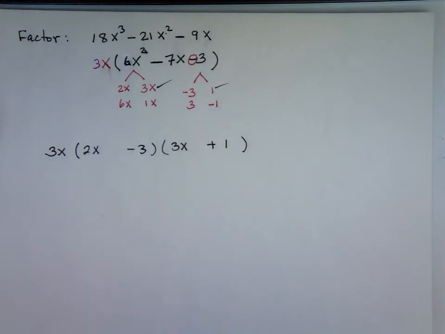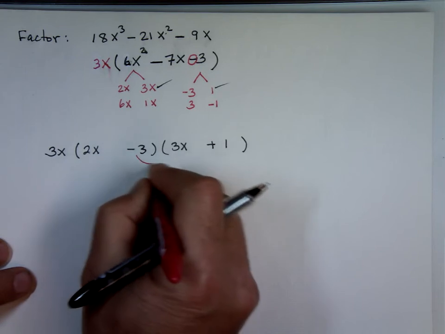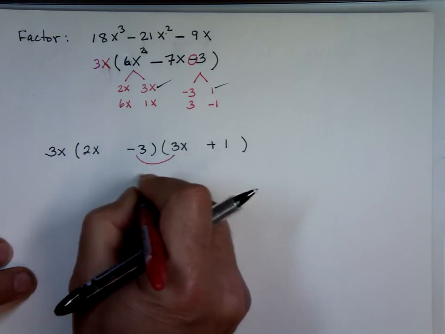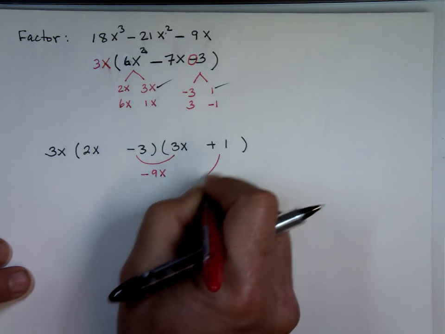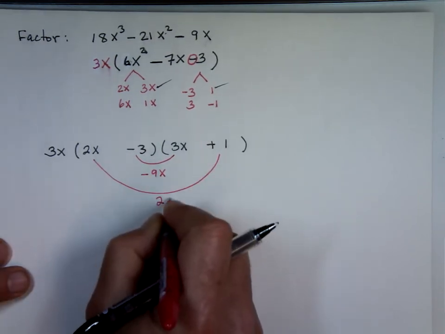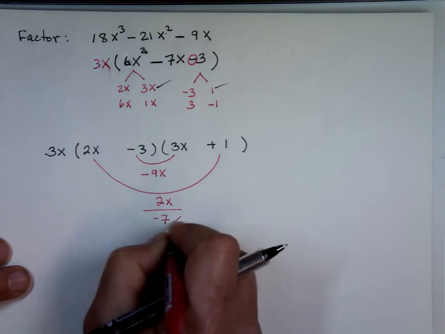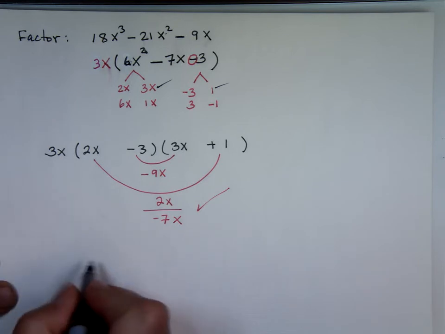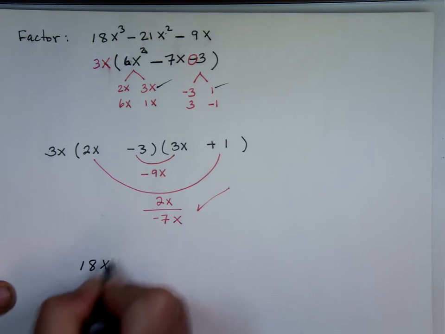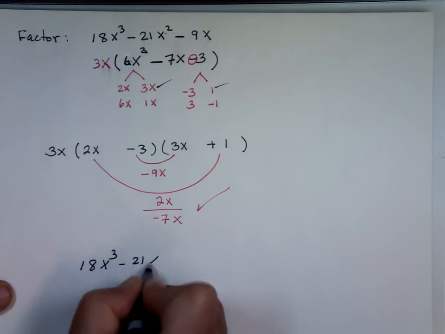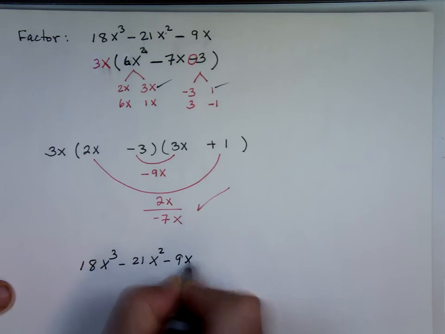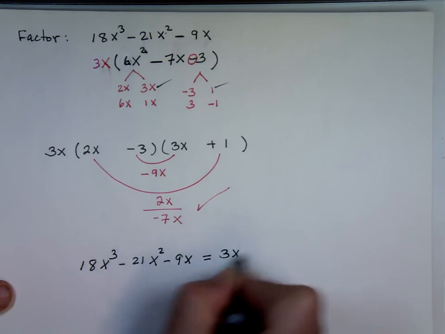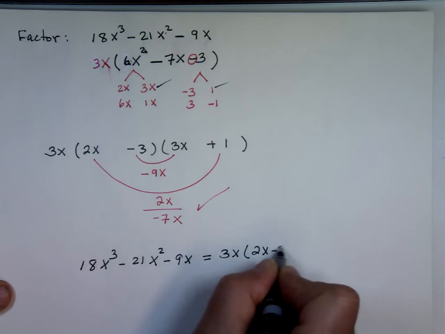Again, let's see if we have the negative 7x. What's negative 3 times 3? Negative 9x. What's 1 times 2x? 2x. The result is negative 7x, pure luck. I honestly was not thinking about that. So in this case, it worked on the first try. So my complete factoring of the problem is 3x times 2x minus 3 times 3x plus 1.